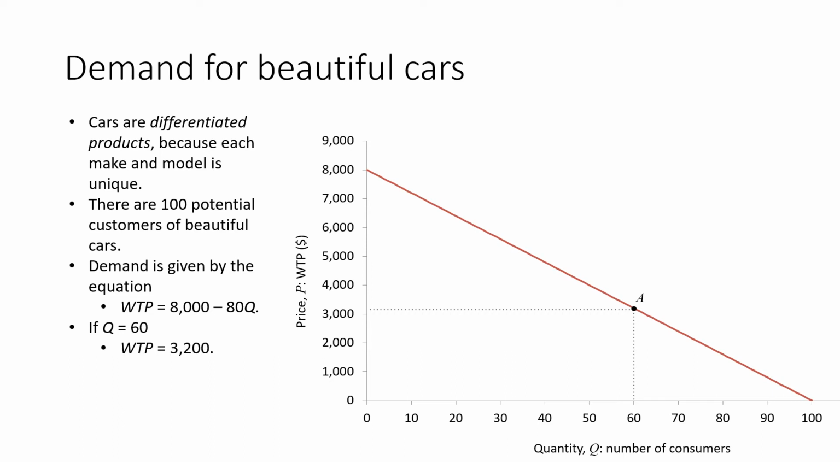willingness to pay equals 3,200. And if P is equal to 3,200, Q is equal to 60. So you can go the other way around, because our willingness to pay is basically the price, right? This demand curve is linear for simplicity.